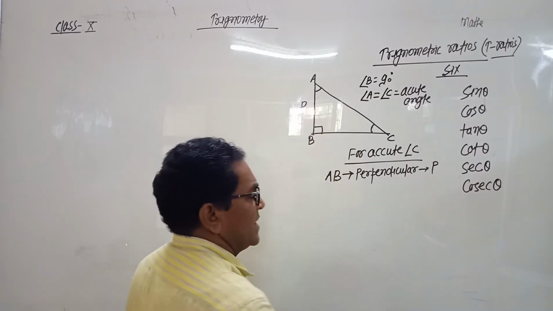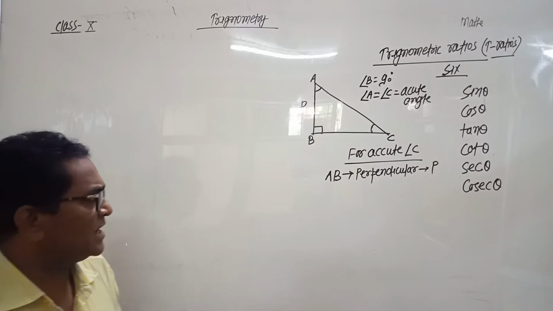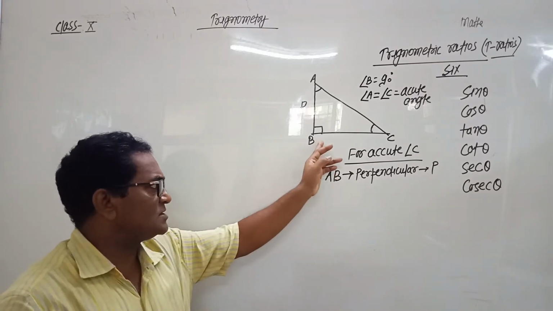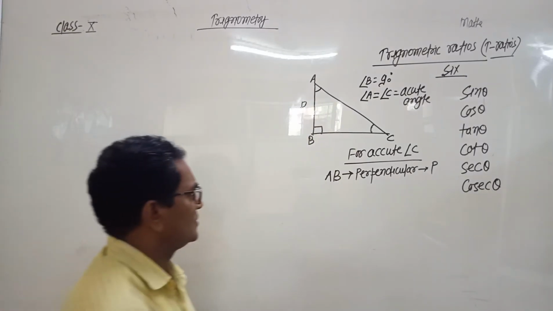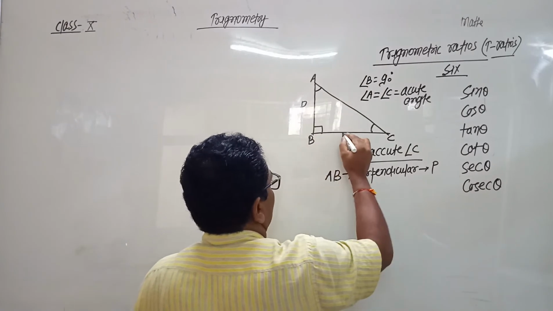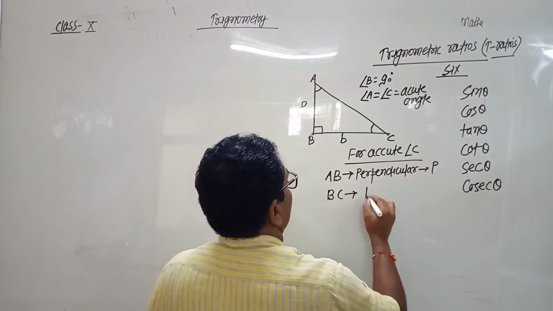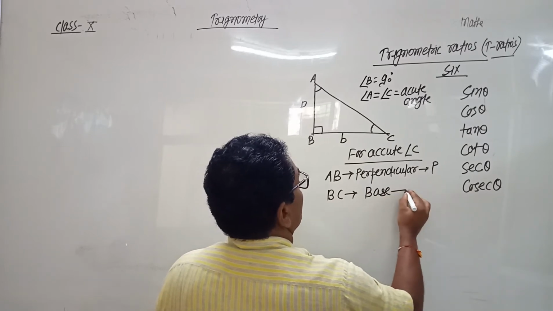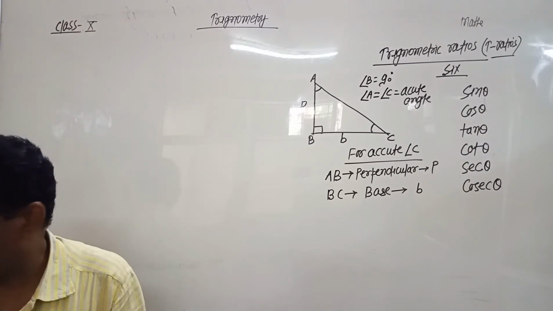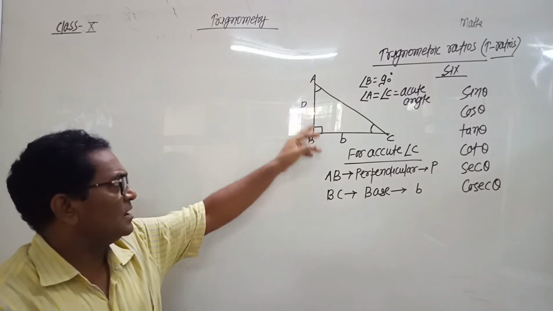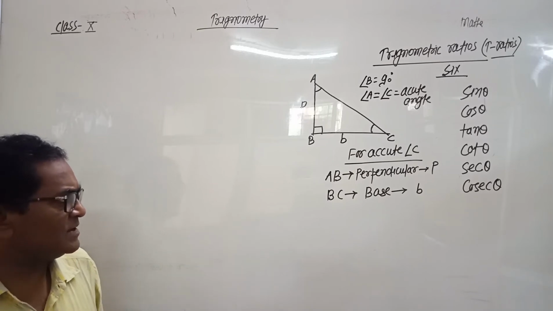And the side on which the perpendicular is based is called the base. So here AB is based on side BC. So BC is called the base, represented by B. Why is BC the base? Because the perpendicular lies on the base, or AB is at 90 degrees with the base.